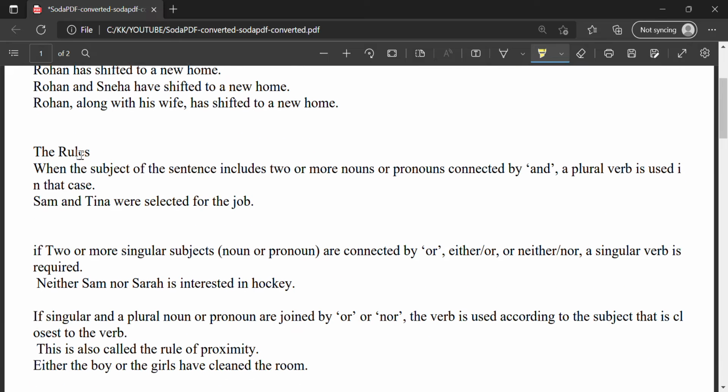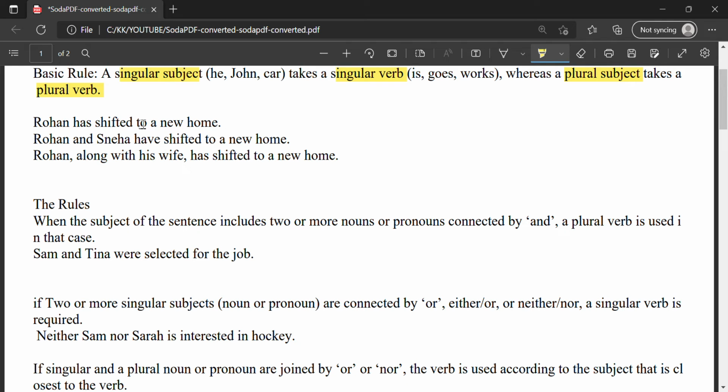Simple. Next we have some examples. Rohan has shifted to a new house. Rohan is a singular subject and has is a singular verb, so they correspond and it is correct. Has, as a singular helping verb, is used because the subject Rohan is singular. The next example: Rohan and Sneha have shifted to a new home. Here have, as a plural helping verb, is used because the plural subject Rohan and Sneha is used in the sentence. So you got to know that has is a singular helping verb whereas have is a plural helping verb.